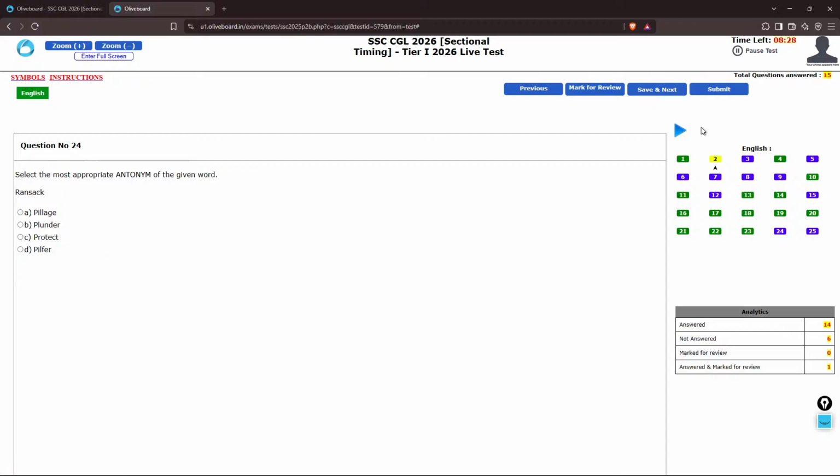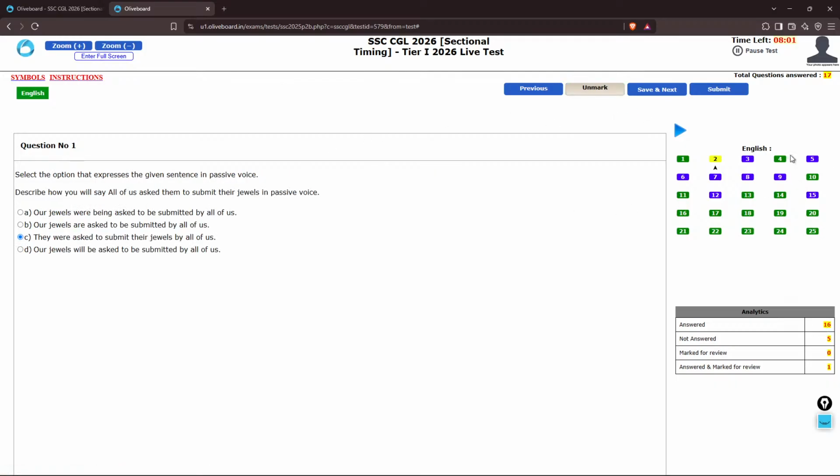Ransack. Completely destroy something like that. Protect. Connoisseur. This can be the correct spelling. Connoisseur, who has a great taste of something like that.